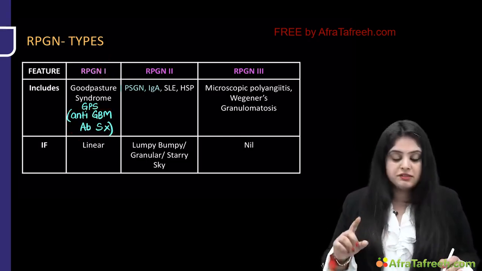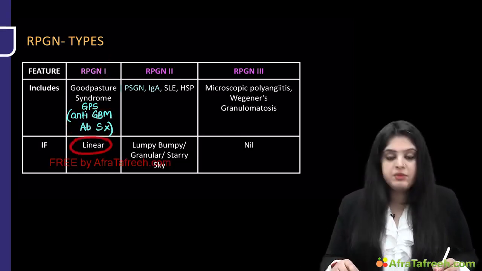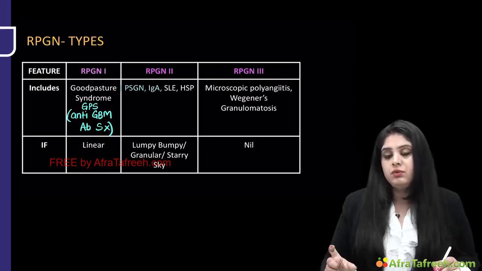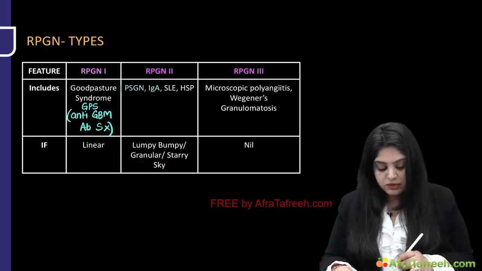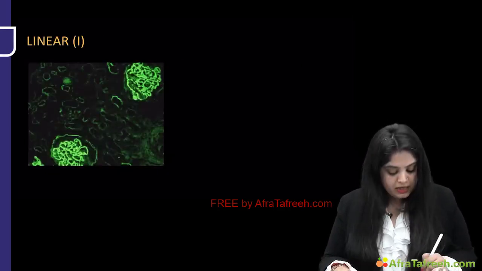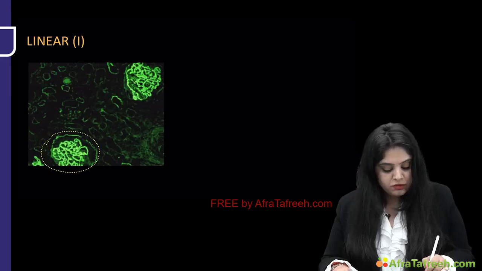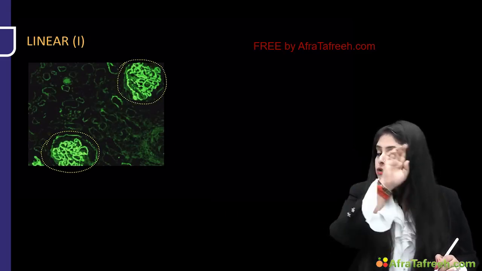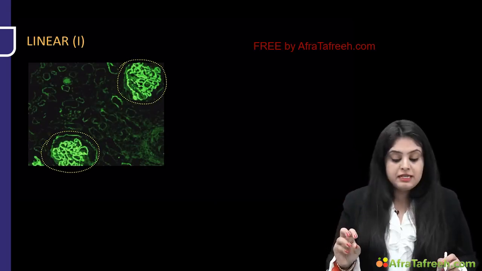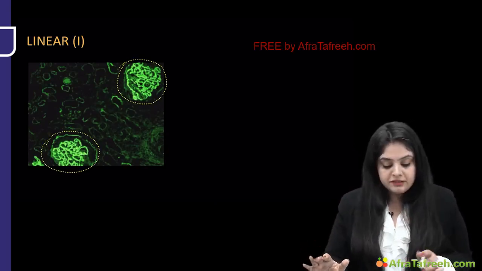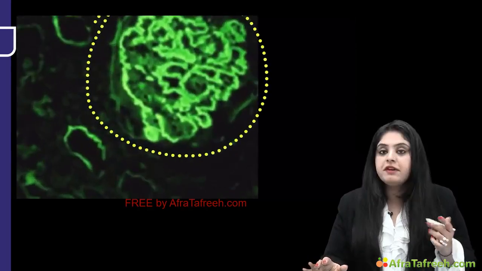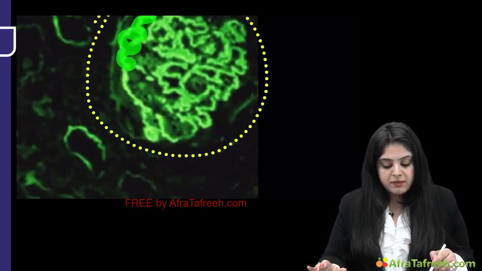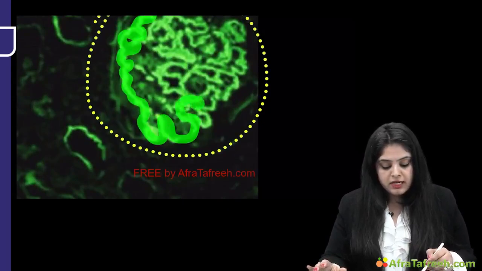I'll tell you all these diseases in detail. But remember, every RPGN1 is going to show you a linear immunofluorescence. Linear means what? Have a look at this picture. If you pick up this glomerulus and this glomerulus, you would all agree that there is no light and dark, light and dark. It is not like the starry sky pattern. No, guys, this is all the same green color. As if I took a green color pen and with the same pen, I have drawn the line all over.